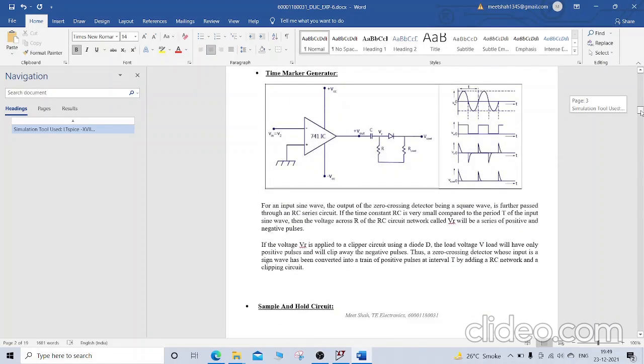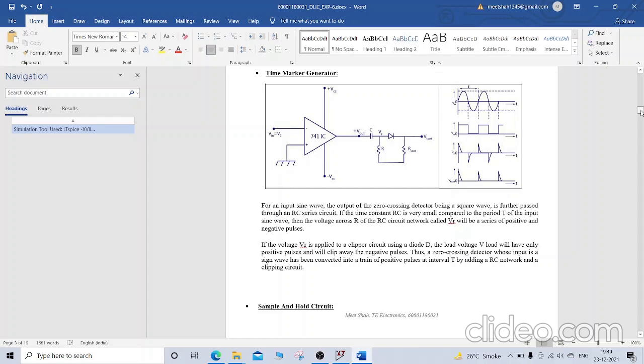Time marker generator. For an input sine wave, the output of the zero crossing detector, being a square wave, is further passed through an RC series circuit. If the time constant RC is small compared to the period T of the input sine wave, then the voltage across R of the RC circuit network, called VR, will be a series of positive and negative pulses.